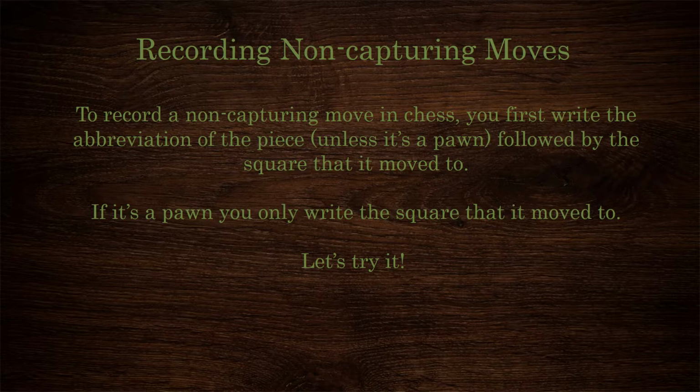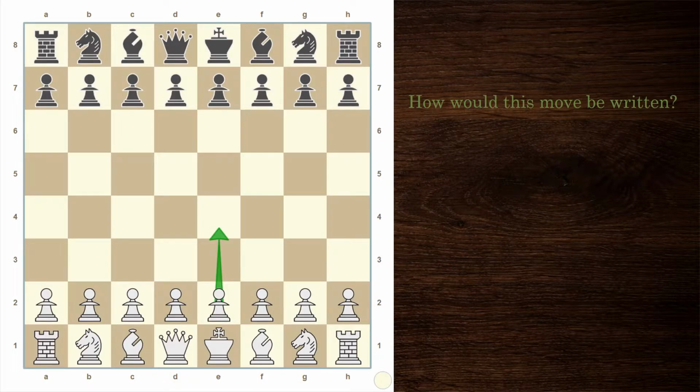So let's try this. Based on what we just said, how would this move be written? We know this is a pawn. This pawn doesn't have an abbreviation, so all we're going to write is the square that it moved to. And when we write the coordinates, we're using lowercase for those, so it's going to be a lowercase e4. That's what we're going to write.